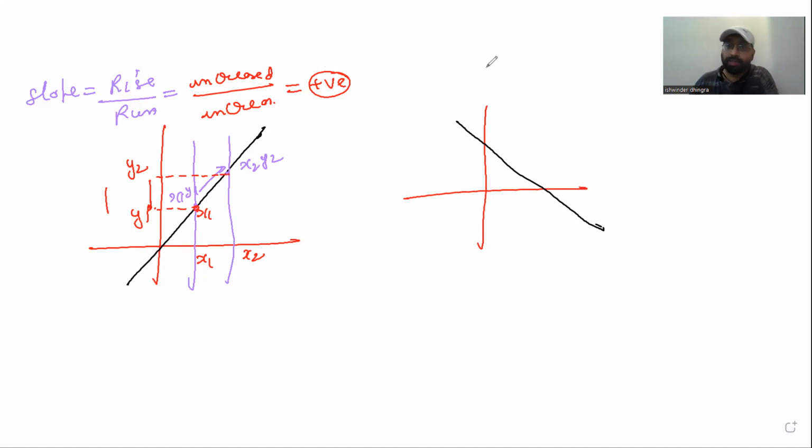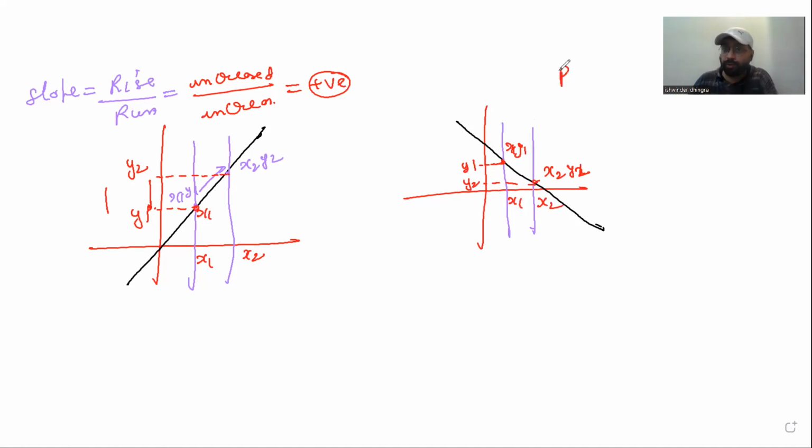Now, let's come to this scenario. Same process. You need to draw the two parallel lines like this. And the same point, as a starter, you can mark the points. Let's say this is x1, y1, and this is x2, y2. Now, if you clearly see, this is y2, this is y1, this is x1, and this is x2. Can you see?